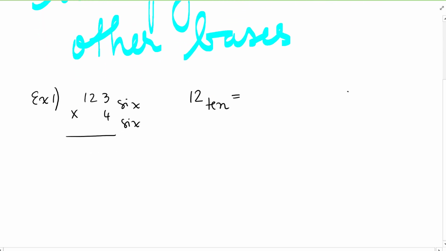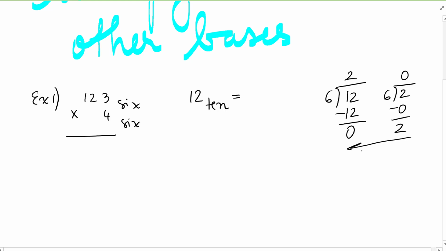So 12 divided by 6, 6 goes into 12 2 times, 2 times 6, 12, subtract, remainder 0. We take the quotient of 2, 2 divided by 6, it's 0, 0 times 6 is 0, subtract, 2. Now when we record the remainders from right to left, we get 2, 0 in base 6. So we write 0 here and we move over 2.